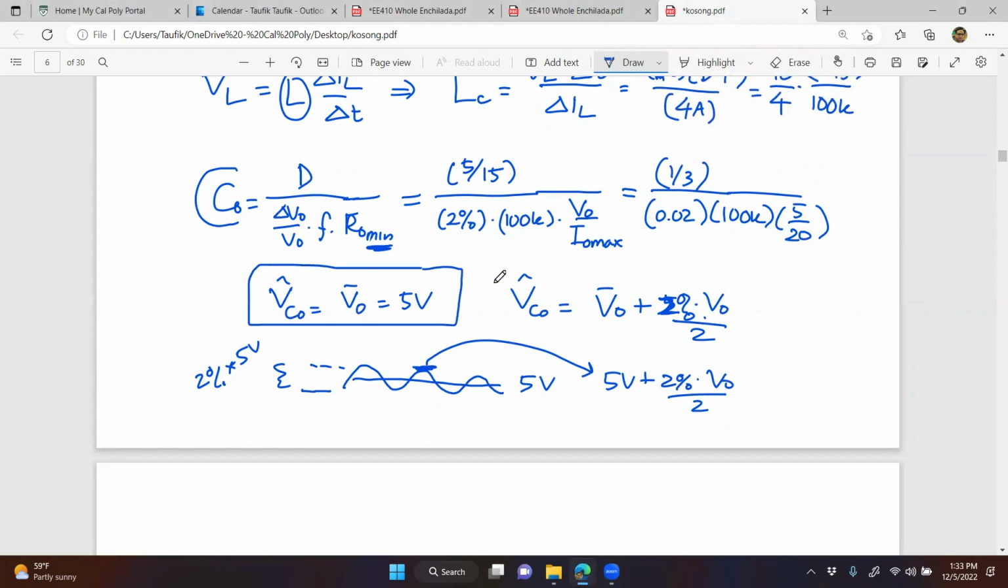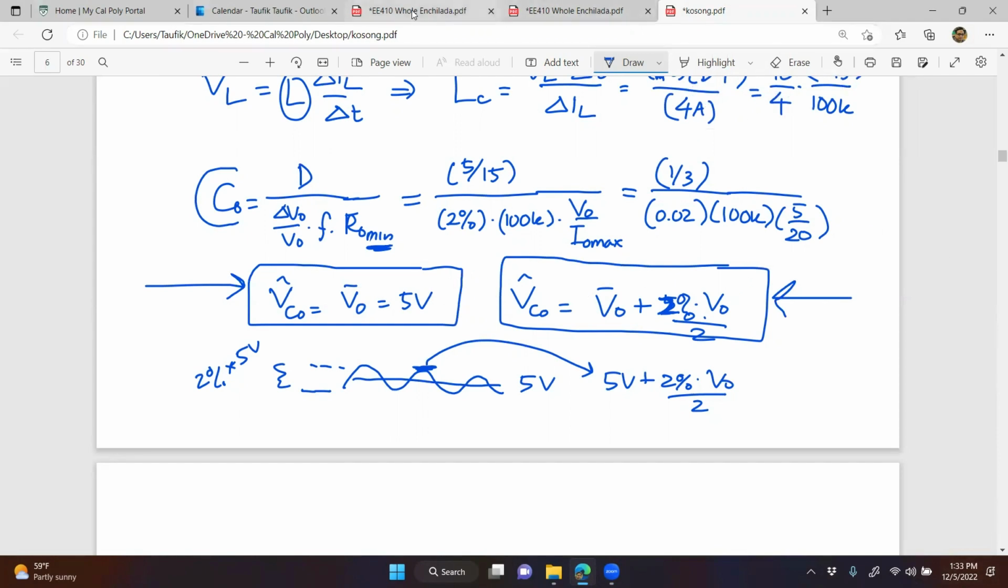I accept either answer. If you answer this way, I'll accept it. If you answer this way, I'll accept it as well, just because it's so small. Yeah, exactly. 2% of 5 is what? It's like 0.01, right? And then you divide it by 2. So I'm not gonna make a big deal out of a very tiny voltage out of 5. So either way is fine with me.